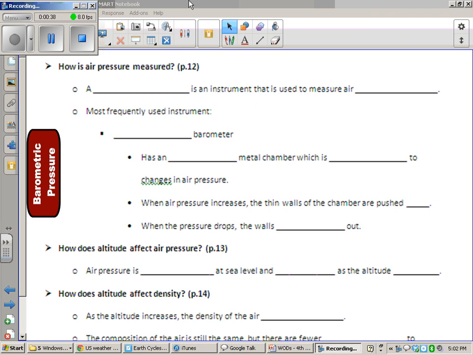So open your books. We're going to be working out of the red weather books and off of page 12. So go ahead and do that now. Take your red weather books and we'll be working off of page 12.